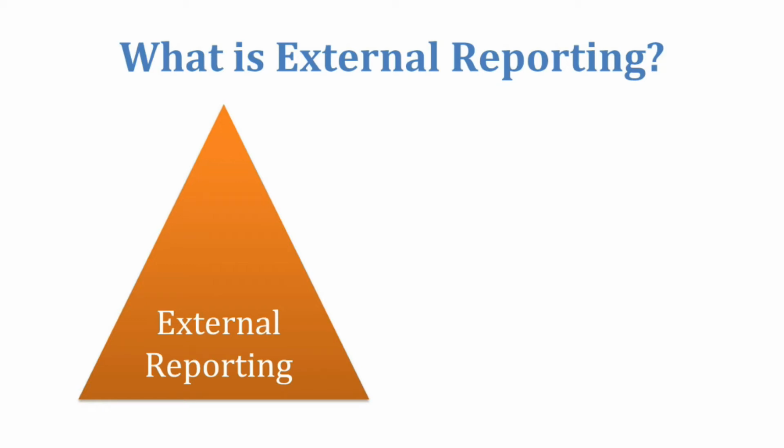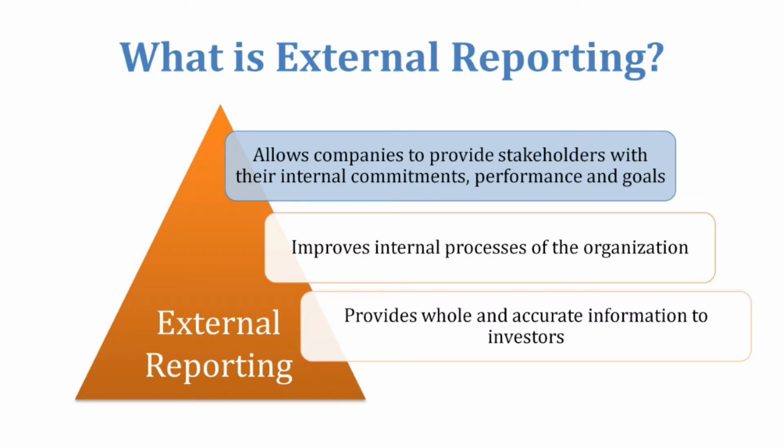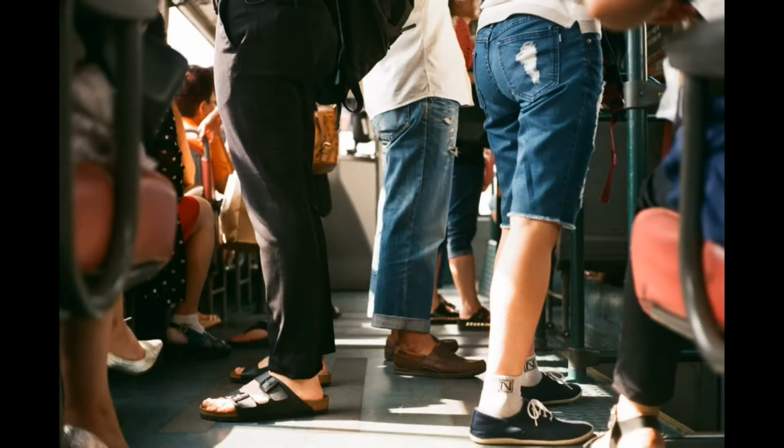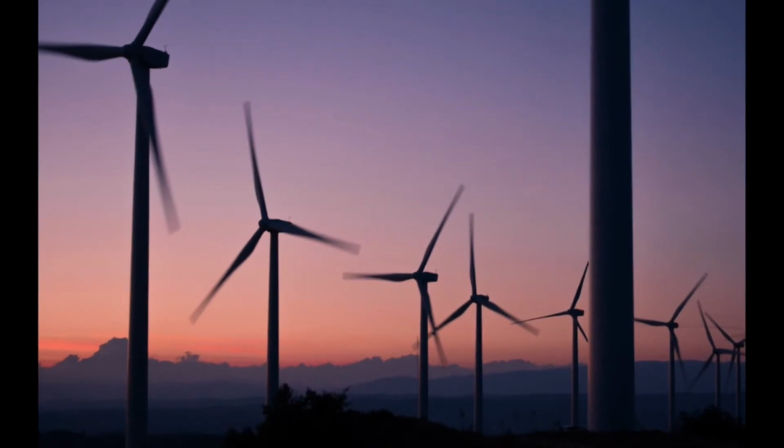What is external reporting? Well, it's basically like anything else. It allows companies to provide stakeholders with their internal commitments or performance and goals. It is a way of tracking the internal processes and operations of an organization, but it's a way of providing whole and accurate information to investors. And specifically, what we're talking about with external reporting in terms of sustainability or corporate social responsibility is what are they doing on their economic, social, and environmental aspects of their reporting.